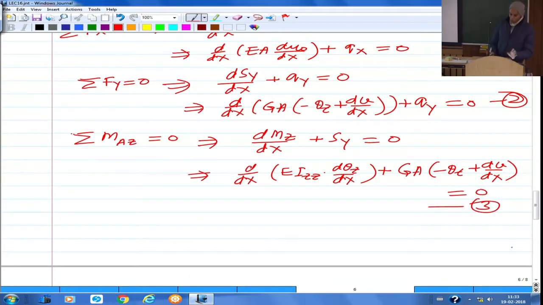Now, see how many kinematic unknowns we have? 3. u naught is one unknown which is a function of x, theta z is another unknown which is a function of x, and v is the third unknown, an independent function of x and independent of u naught and theta z. So we have 3 kinematic unknowns and 3 corresponding differential equations. This one governs u naught, and equations 2 and 3 govern v and theta z, because in both these equations you find v and theta z. So these are a set of simultaneous ordinary differential equations.